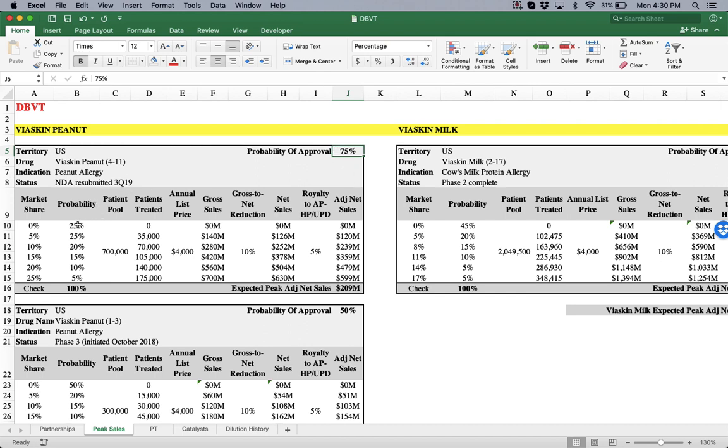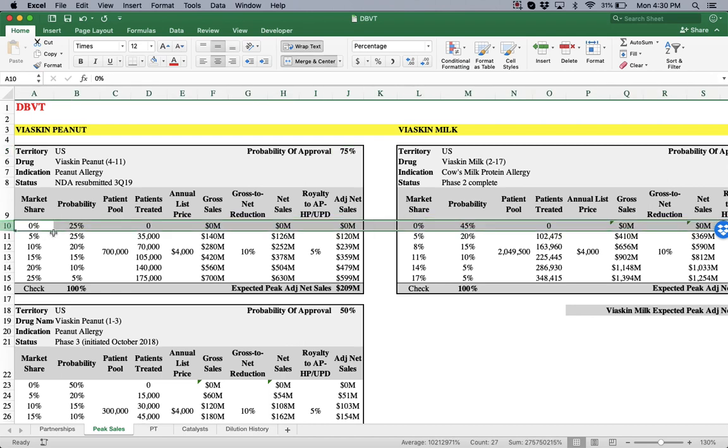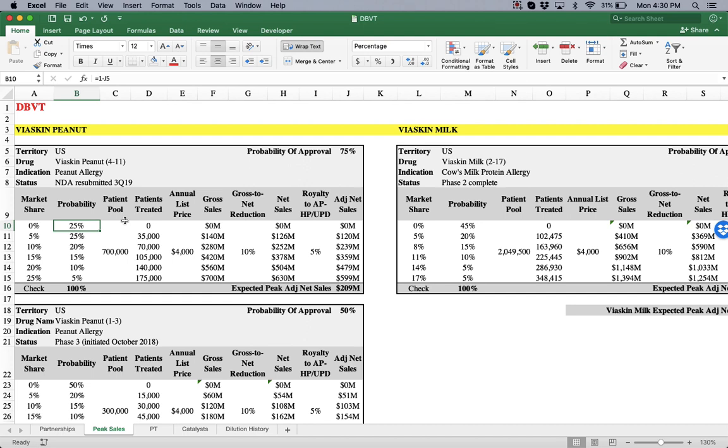And then this first row here, so this is assuming that the drug basically is not approved. So if we say that there's a 75% chance of approval, it means that there's a 25% chance that the drug is not approved, and so of course the market share in that case would be 0, which correlates to 0 sales.